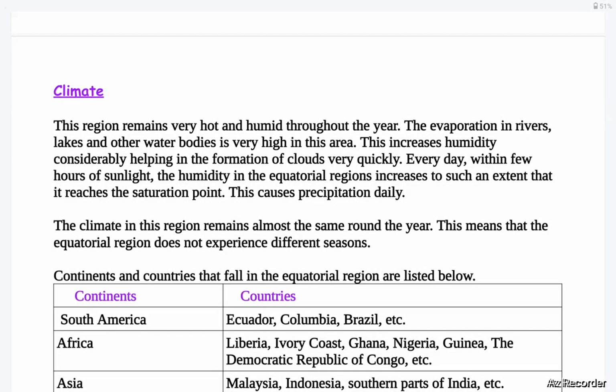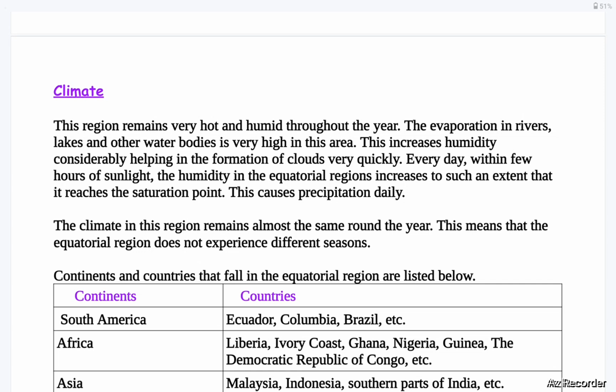Next is climate. This region remains very hot and humid throughout the year. The evaporation in rivers, lakes, and other water bodies is very high in this area. This increases humidity considerably, helping in the formation of clouds very quickly.